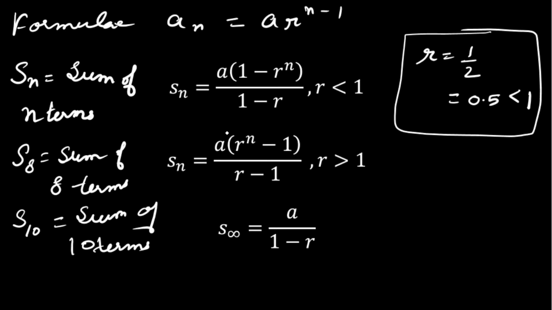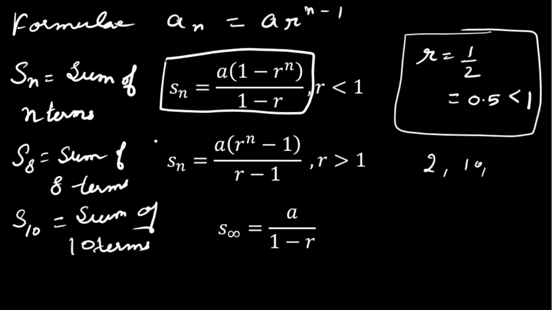If R is greater than 1, that means R's value is 2 or 10 or 15, anything greater than 1, then we will use this formula: Sn is equal to A into R to the power n minus 1 by R minus 1. So this is the formula when R is less than 1, and this is the formula when R is greater than 1.